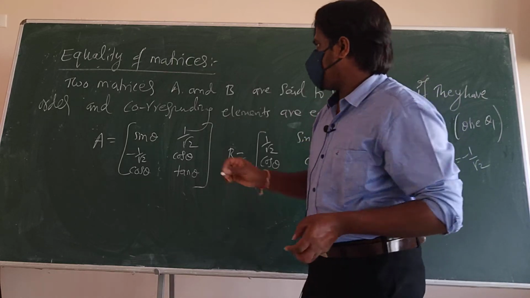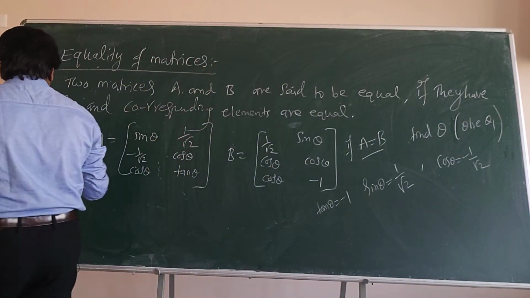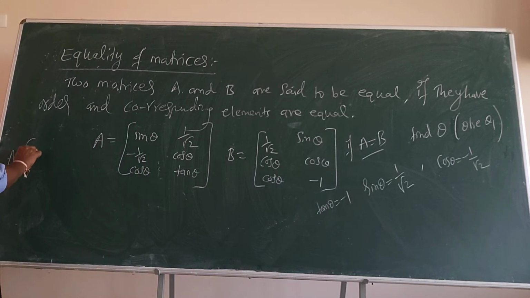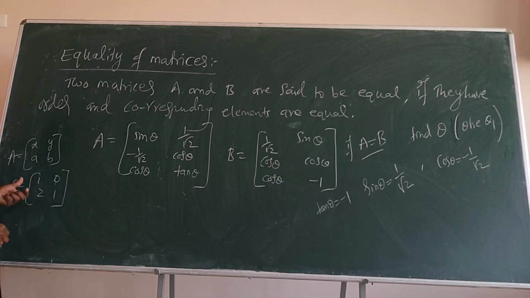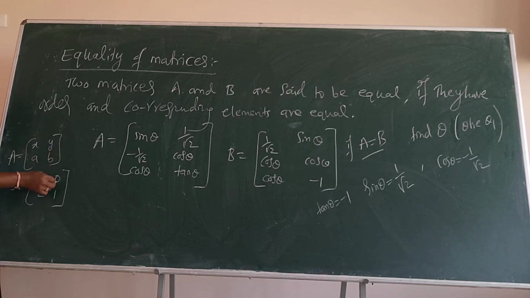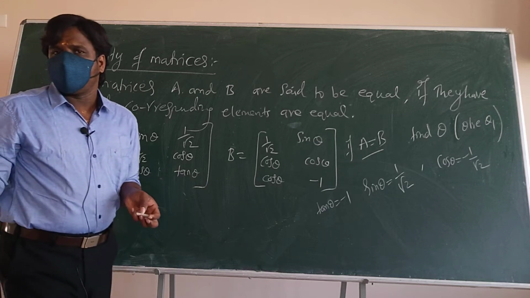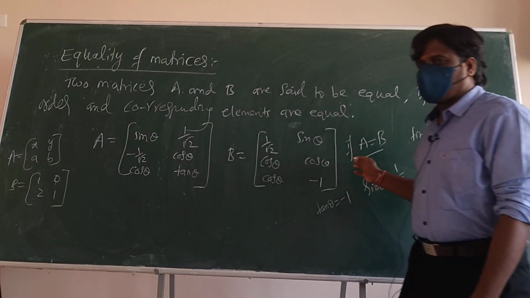What is the meaning of this? When can we say two matrices are equal? Yesterday I told you: suppose you have a matrix [x, y; a, b] and another matrix [1, 1; 2, 1]. If these two matrices are equal, then their corresponding elements will be equated. So x will be 1, y will be 1, a will be 2, b will be 1. Like that.